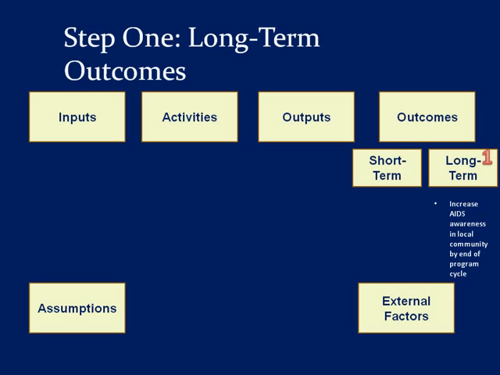So first, oftentimes, the best place to start is by looking at your long-term outcomes, starting at the end of this logic model. We do this because the long-term outcomes are what should be guiding your entire program. These are the goals. These are the impacts that you want to have in your community. So whether you're seeking to increase HIV and AIDS awareness or improve testing rates, all of your inputs, activities, outputs, and short-term outcomes feed into these.